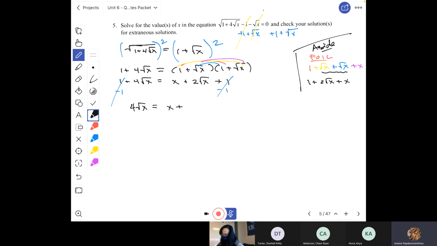Would you subtract the 2 times the square root of x from 4? Yes, yes. Yes, let's get those radicals all on one side of the equation. So then that gives me what on the left?